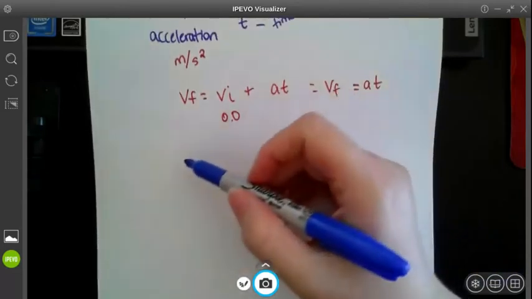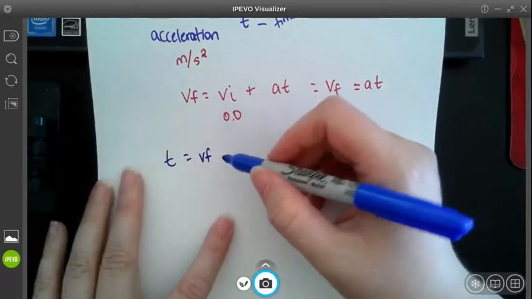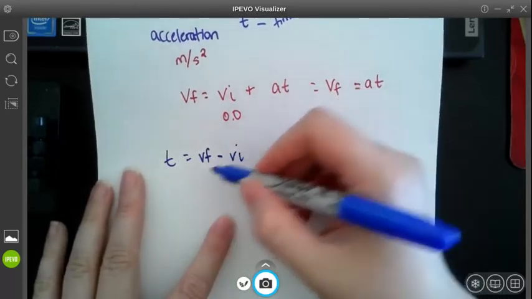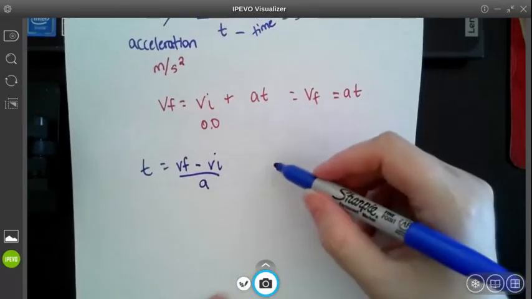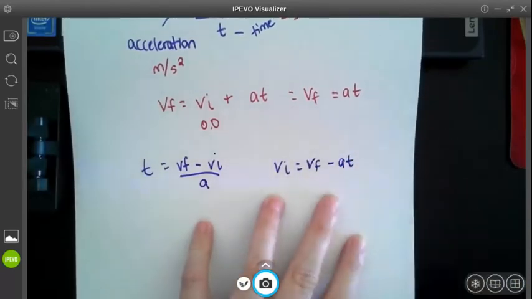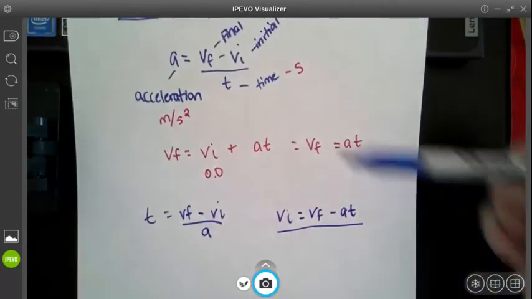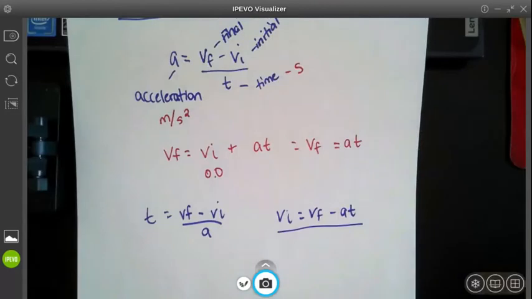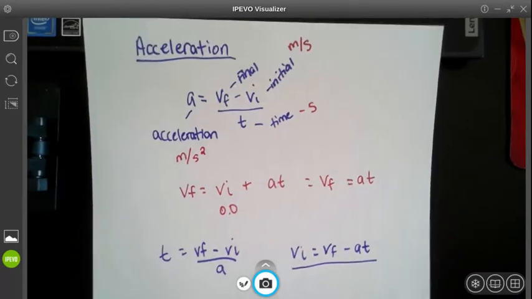We may also see T equals VF minus VI over A, if we want to solve for time. And if we were going to solve for VI, it would be VF minus AT. We're not really going to use this equation. It's going to be more of finding acceleration, final velocity, or time. So these are our formulas for acceleration. We're going to do a couple practice problems to practice this work.